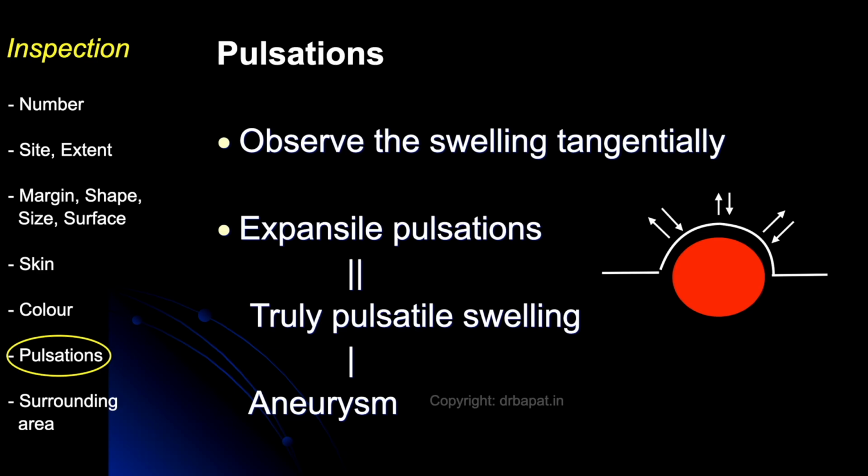Sometimes a swelling may appear pulsatile if it overlies, that is, sits upon an artery. The swelling does not expand but instead moves only up and down along with pulsations of the underlying artery. Such pulsations are called transmitted pulsations, and they do not suggest aneurysm. Practically, however, it may not be always possible to differentiate between expansile and transmitted pulsations. If a suspicion of a vascular swelling is raised, it is safer to investigate anyway.